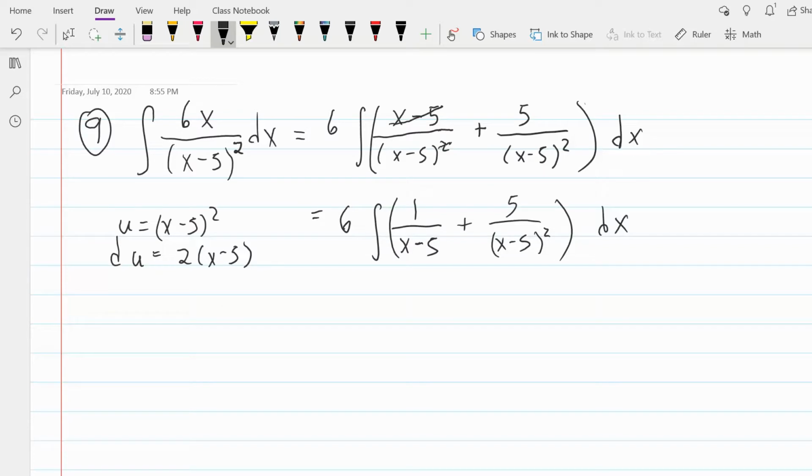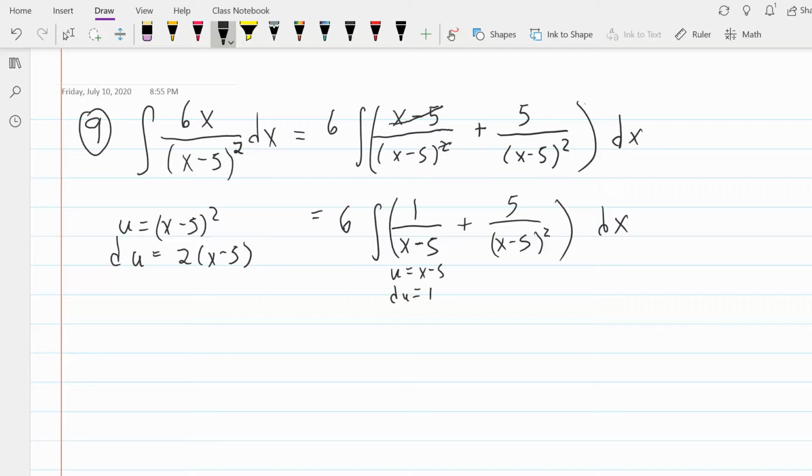So I'm not actually going to use the du, because whenever I put this x minus 5 up here, it canceled something out in the denominator, and that made it into something I can integrate now. I know how to integrate this, right? If I have 1 over x minus 5, my u is going to be x minus 5, my du is going to be equal to 1. So that's just a natural log integral.